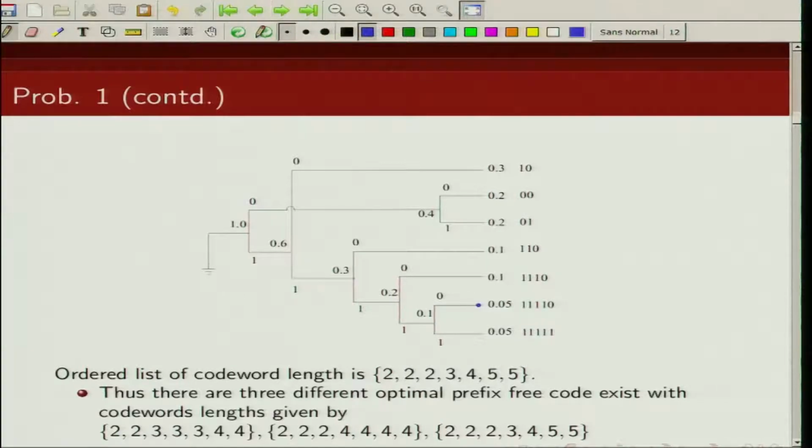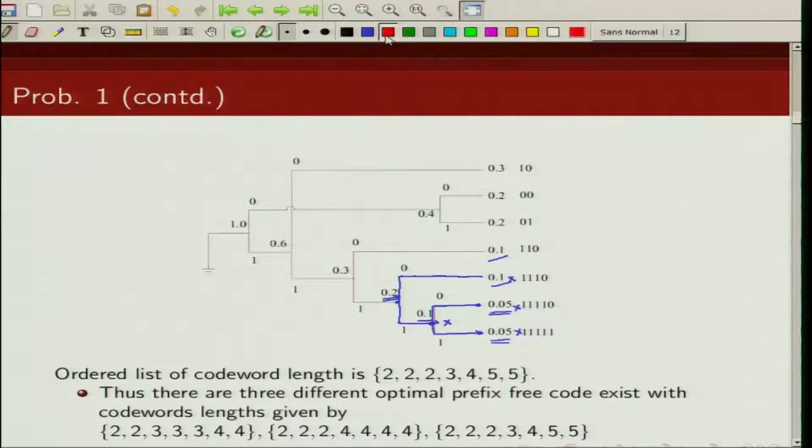So again, start off with the 2 least probable leaves. This has probability 0.05, this has probability 0.05. I combine them, get a new node with probability 0.1. I deactivate these 2 nodes. So this one and this one, they have probability 0.1. I can combine any 2 of them. Let's say I combine these 2. So I deactivate these 2 nodes and create a new node with probability 0.2.